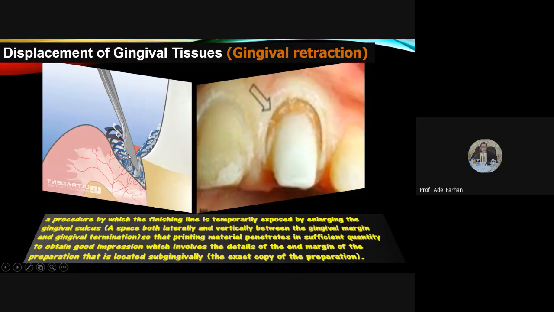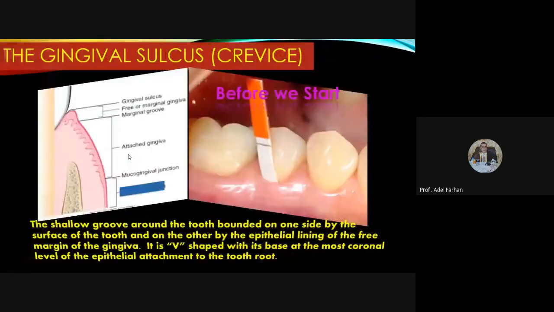Actually, gingival retraction is not needed only during impression. Sometimes when the margin is below, during the preparation, we can use retraction so that we can prepare the gingival margin without any trauma to the gingival tissue. Even sometimes with fillings we can use retraction to expose the gingiva.